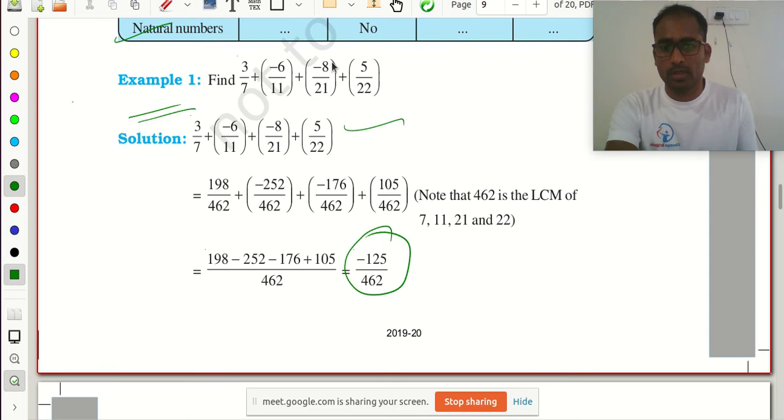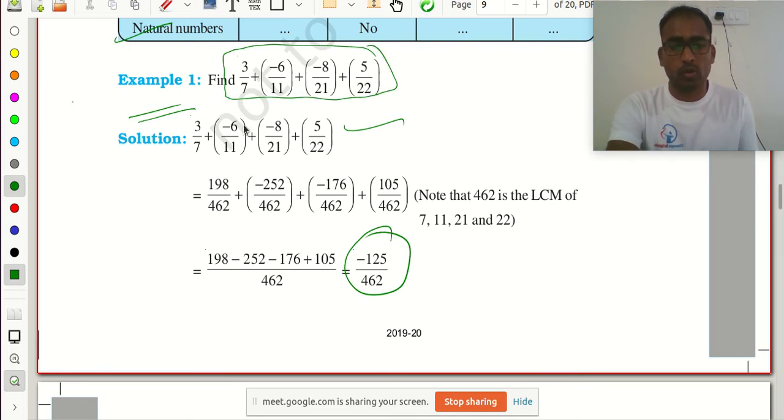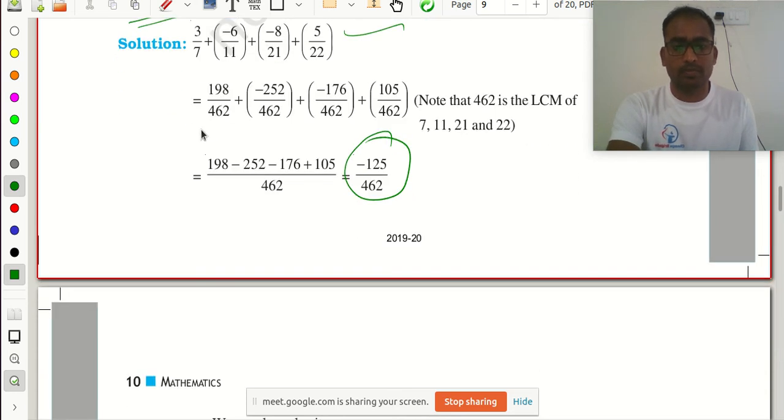Okay. This is a very easy process. You please try. If you do not understand how to add any rational numbers, then I can tell you.